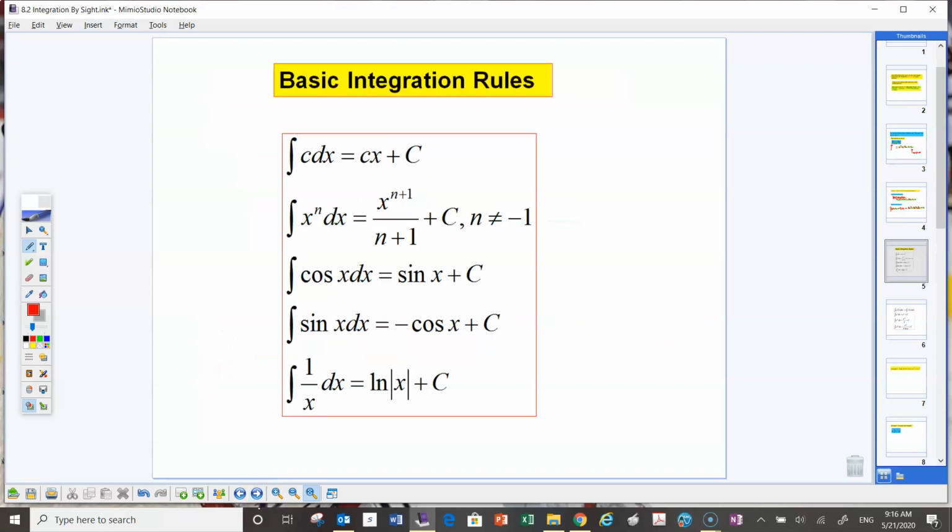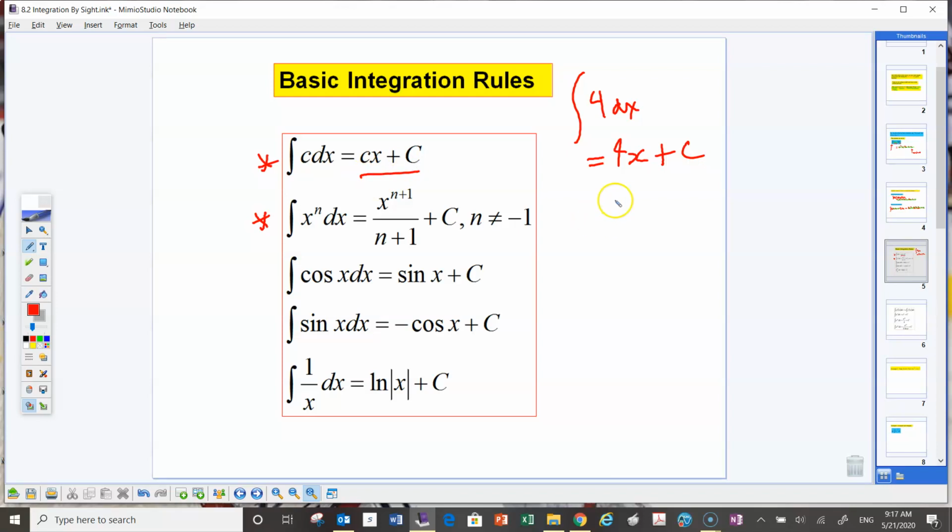Okay, let's take a look at some basic integration rules. The ones that we've been using mostly have been these two right here, but there are more than these. First of all, the integral of c, where c is a constant, is just some constant times x plus our constant c. So again, the integral of 4 dx would simply be 4x plus a constant. So that's what that is indicating.